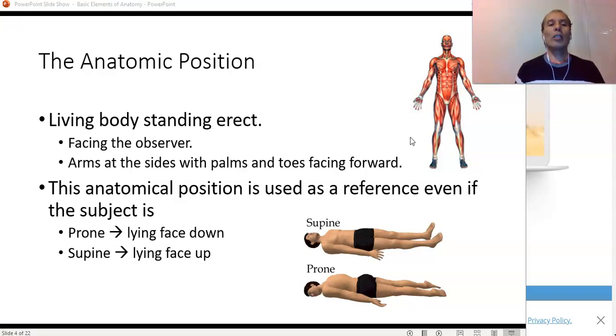Anatomic position is the position of the body standing up, as you can see here, with the trunk facing forward, face forward, the chest spread, and the arms and the palms out like this, facing you as a viewer, and the feet are also facing you. That anatomic position applies whether the person is laying on a table flat on his or her back, or standing up. It is called the anatomic position.